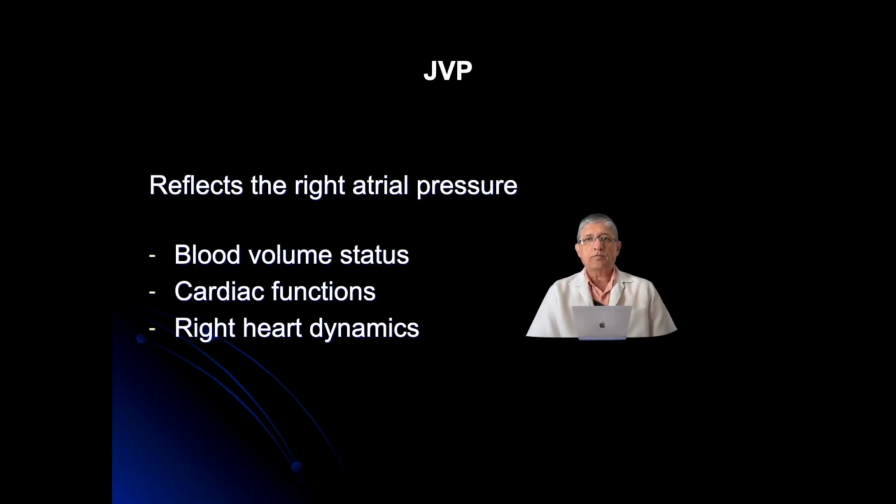Jugular venous pressure reflects the right atrial pressure, giving an important clinical indication of blood volume status, cardiac functions, particularly the right heart dynamics. Assessing the JVP is a challenging though essential clinical skill. JVP is usually estimated on the right side since the right internal jugular vein has a more direct anatomical channel into the right atrium.